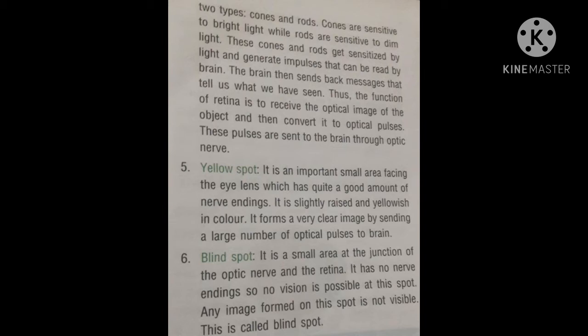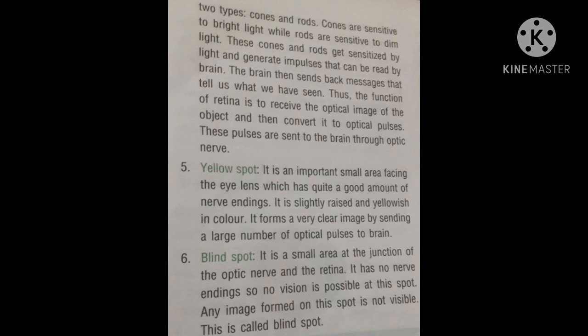Now the next part is yellow spot. This is an important small area facing the eye lens, which has quite a good amount of nerve endings. It is slightly raised and yellowish in color. It forms a very clear image by sending a large number of optical pulses to brain. And the next is blind spot.